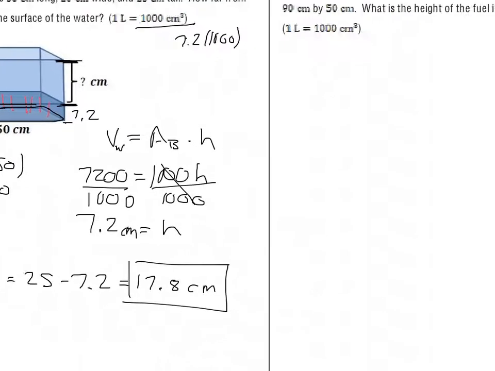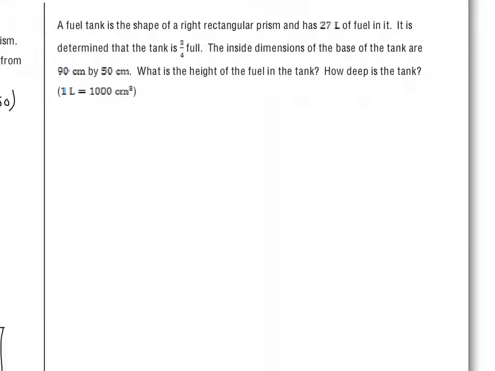Alright, we got one last problem over here. It says a tank is in the shape of a right rectangular prism and has 27 liters of fuel in it. The inside dimensions of the base are 90 by 50. So when we're thinking about this, our base is 90 by 50.